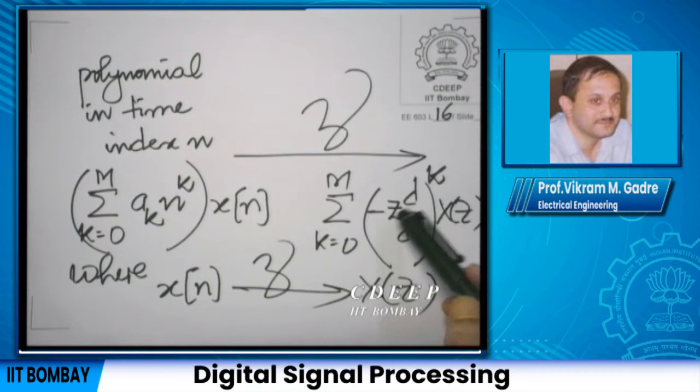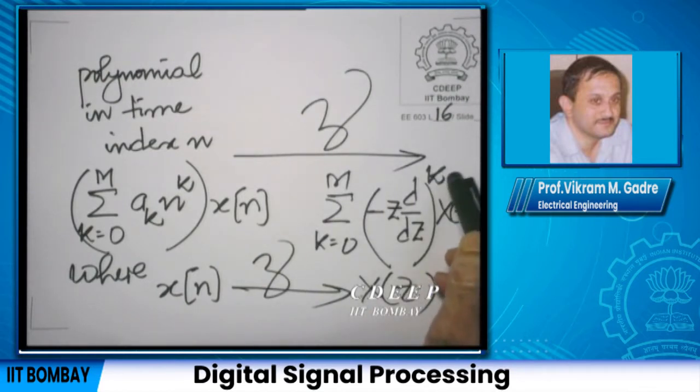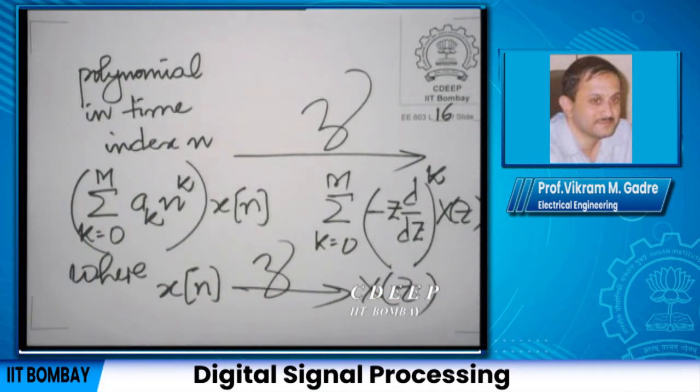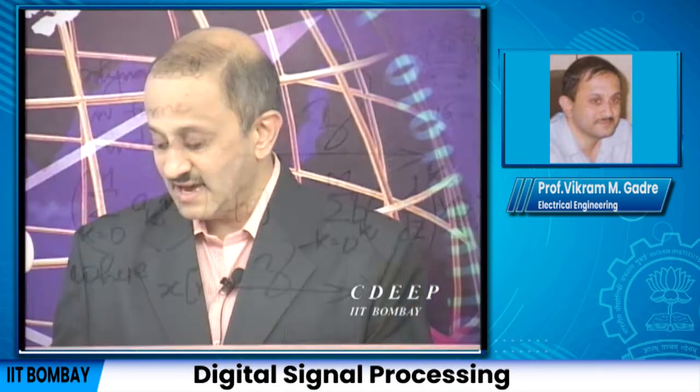This means applying the operator: first take the derivative with respect to z and then multiply by minus z. Together this should be treated as an operator. For example, if k is equal to 2, what you mean is take the derivative with respect to z, multiply by minus z, then take the derivative again with respect to z and multiply by minus z. So, apply the whole operator minus z d/dz twice. That is how one should interpret it, right. So, this is multiplied by b_k, some constant.